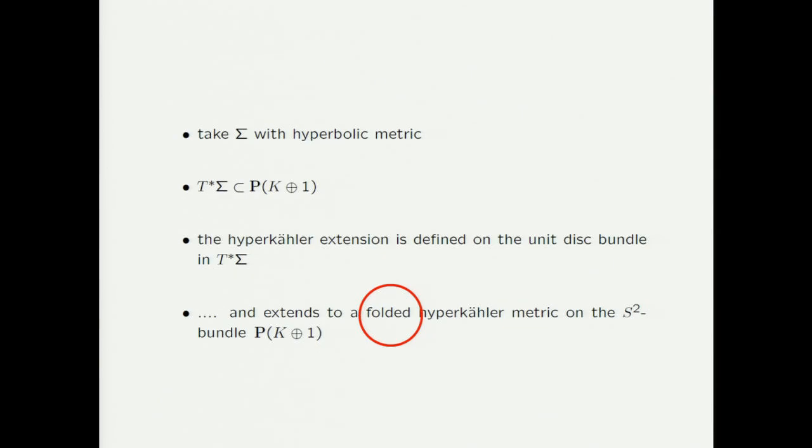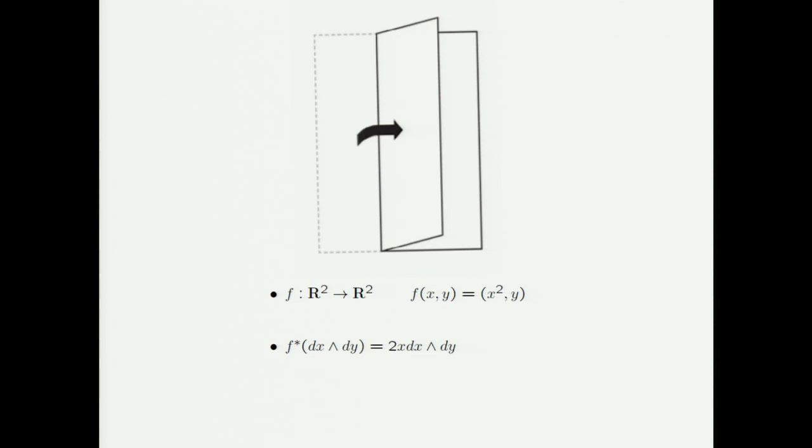Now, I've used this word folded because there's an analogous procedure which is already in the literature. So let me make a diversion now and talk just about folding. This is the standard fold. Just fold a piece of paper over. Here it is in coordinates. If I take the standard symplectic form in R2 and pull it back under this folding operation, then what I get is 2x dx with dy. So what I get here is a 2-form which vanishes on the line x equals 0, which is the fold.